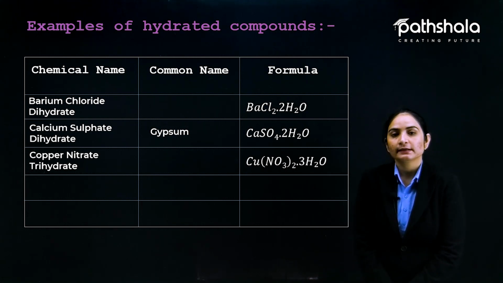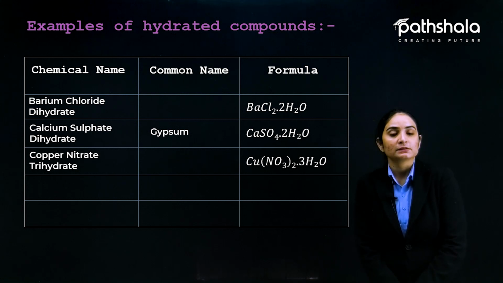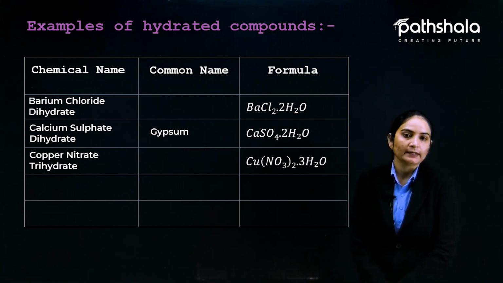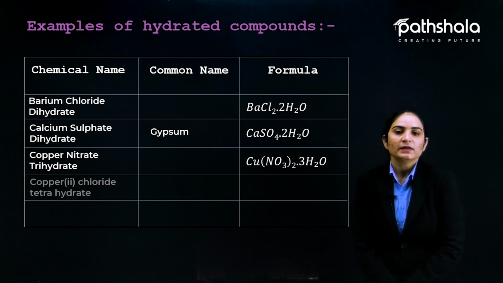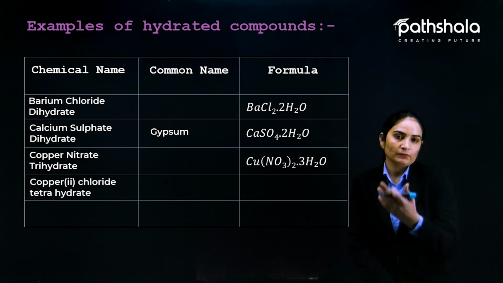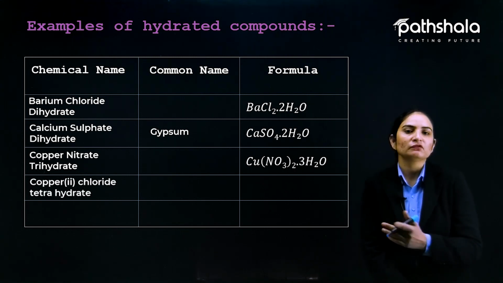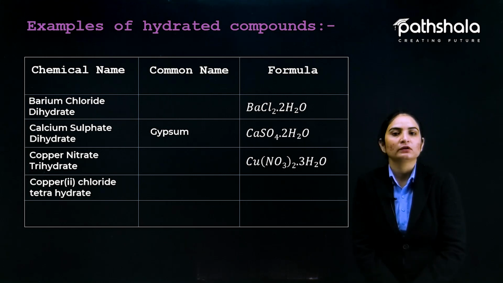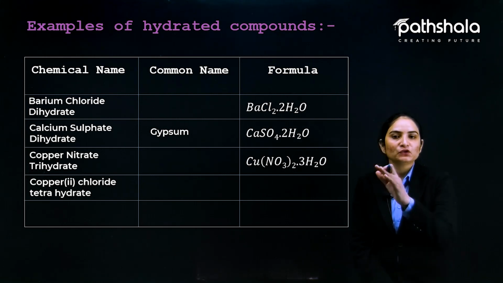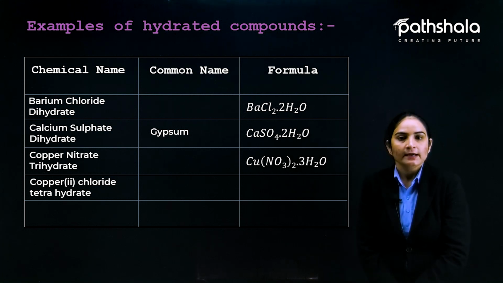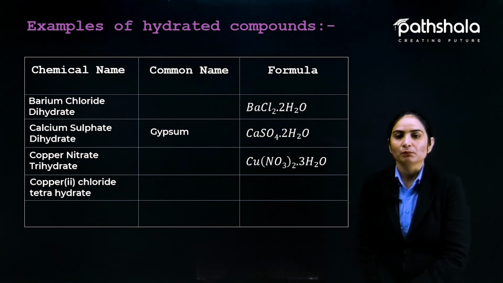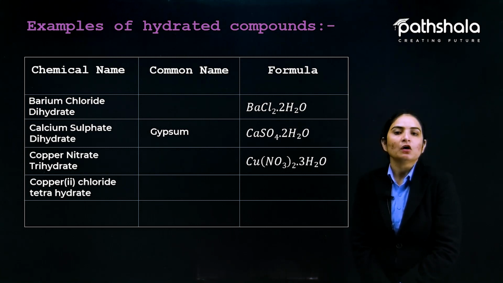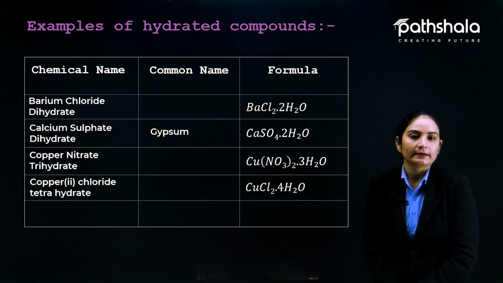How these formulas come about, you are very well aware, because of the valency. The valency of copper is 2 and of nitrate is 1, so NO3 twice is written here to fulfil the valencies. Where a compound does not have any common name, we need not go into that, so we skip it and proceed with the chemical name and formula only. And where a common name is provided, you need to learn it very well, because that is very, very important. Next is copper 2 chloride tetrahydrate.